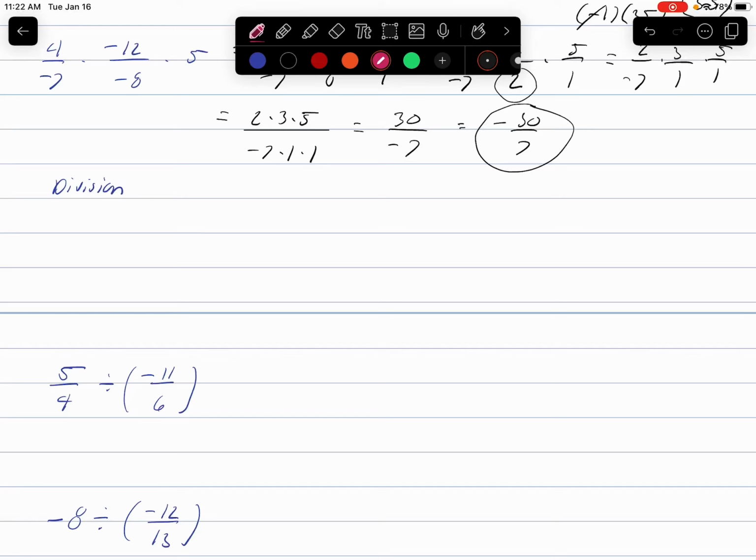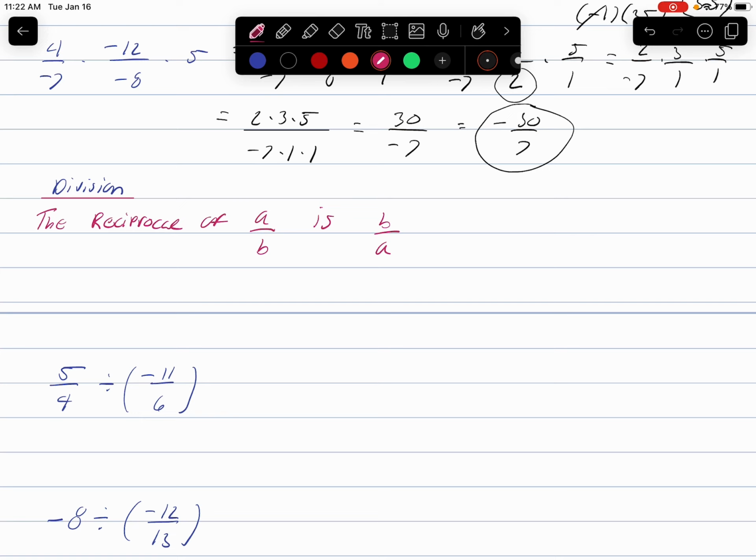So now I want to talk a little bit about dividing fractions. But before we do that, I want to go ahead and talk about something called the reciprocal. The reciprocal of some fraction or some rational number a over b, where a and b are both integers, is b over a. So essentially, you just flip the numerator and the denominator.